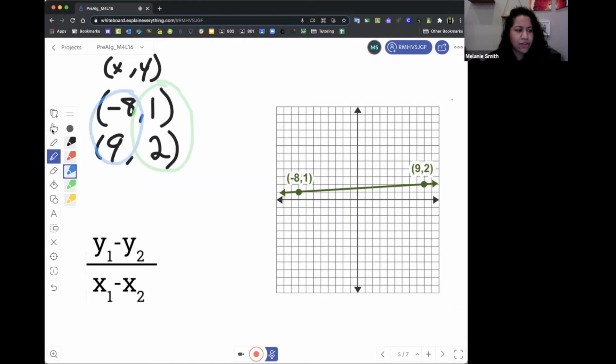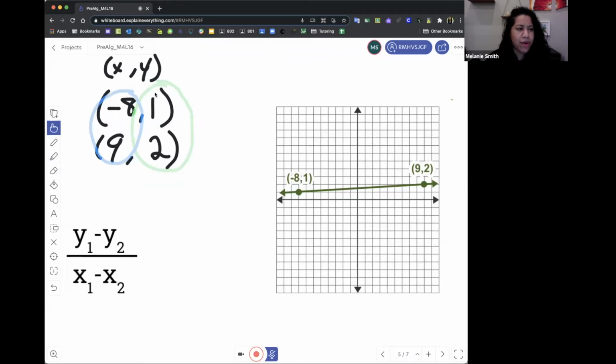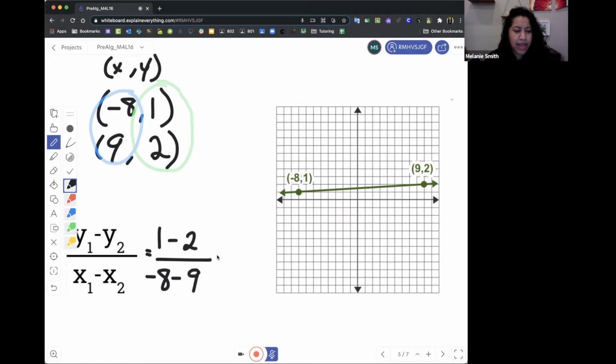So I have the official formula here. I'm going to subtract my y values. So I'm going to write 1 minus 2, because those are my y values up here. And then for my x values, I'm going to do -8 minus 9. And then I solve those to find my slope.